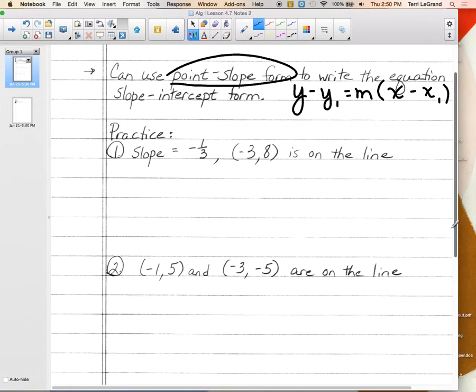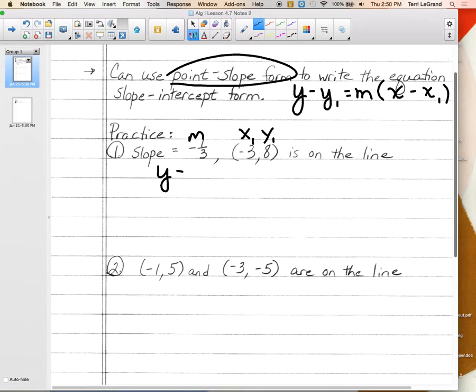So, number 1, we have the slope of negative 1/3. Which variable does that represent in our model? Slope. M. Okay. And they tell us that ordered pair negative 3, 8 is on the line. Well, let's see if we can save ourselves any work. Is that the y-intercept? No. How do we know it's not the y-intercept? Because x isn't 0. So we're going to make negative 3 our x sub 1 then, and our 8 our y sub 1. And now we can substitute into our point-slope form and go to work.